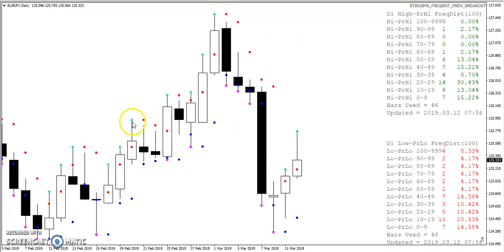So a diamond at the top means that the price broke out of the previous high. And see these red dots, that's the previous candle's high, and the blue dot, that's the previous candle's low. And the magenta dot shows that this candle broke out of the previous candle's low. So you can see there's the previous candle's low right there. And in this case, here's the previous candle's high. So you can see price broke out.